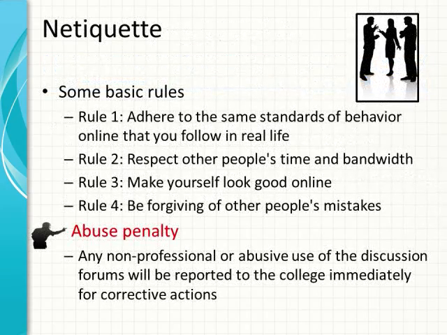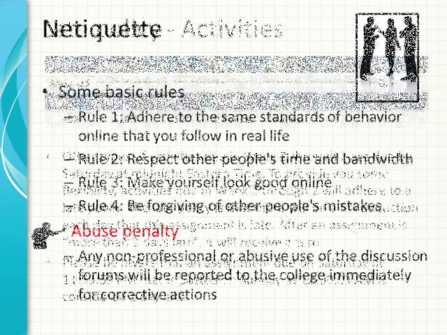Now, this is a 400 level class, so I expect you all to be very versed at netiquette, but some basic rules are to adhere to the same standards that you have in real life, respect each other's time and bandwidth, and make yourself look good online. Make sure you have good quality posts, and please be forgiving of other people's mistakes. And of course, with anything else, if it's abused, I will step in and take corrective action.